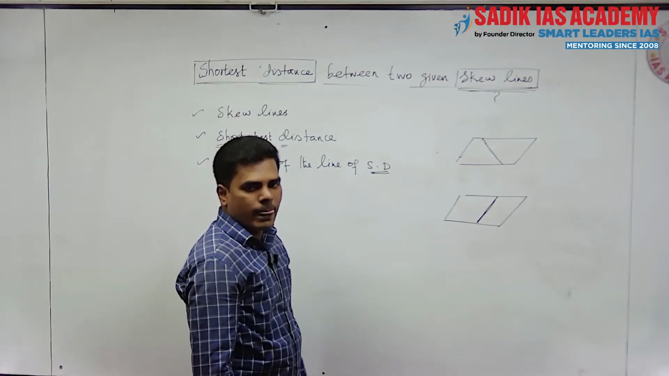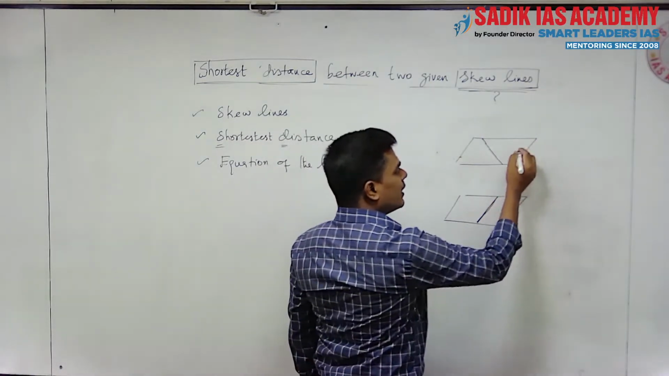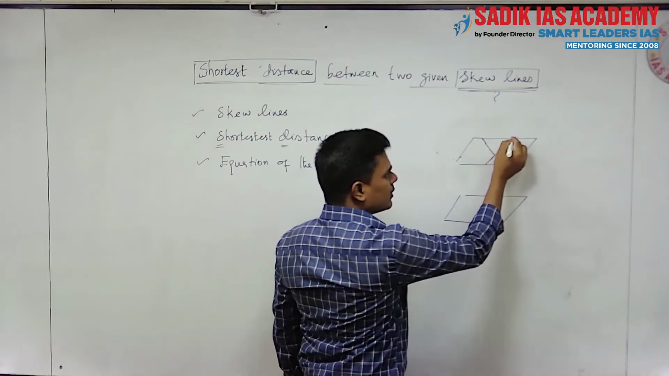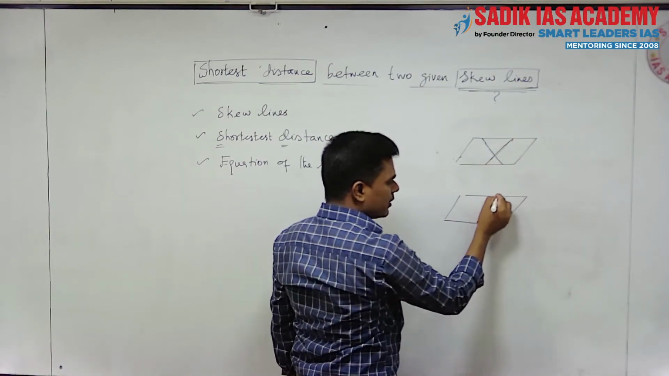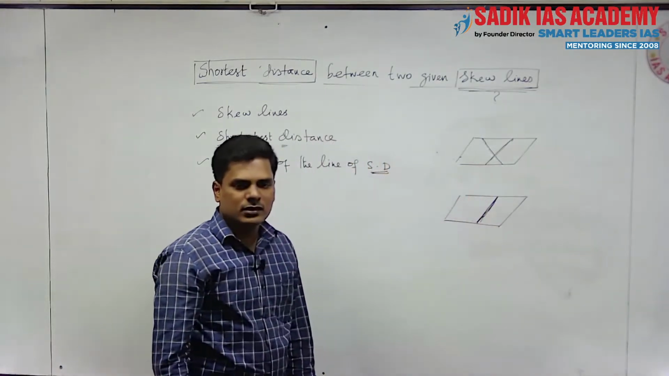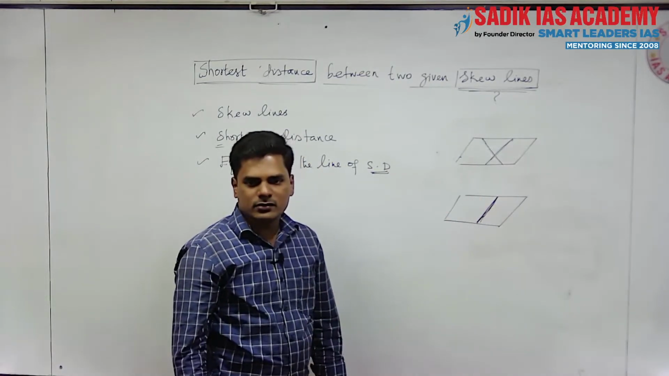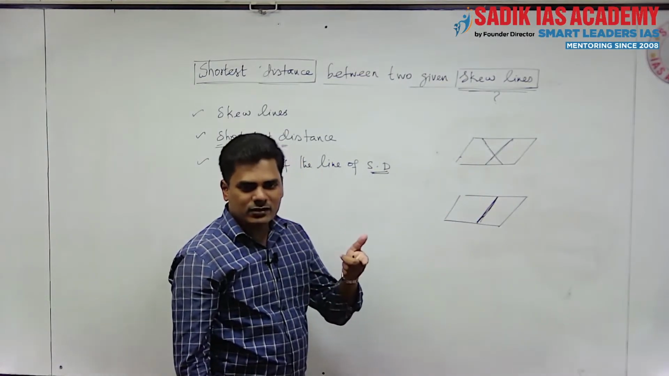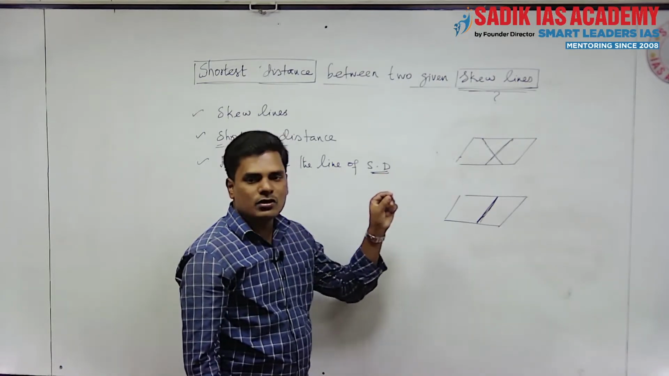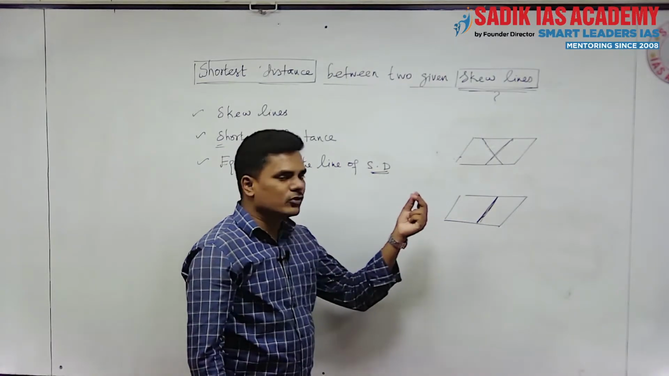Now, if I take another line like this, which is going to be parallel to this line, then these two lines are not skew lines. They should not be parallel and they should not intersect, though they are lying in two different planes. Right. I hope you have understood what skew lines are.